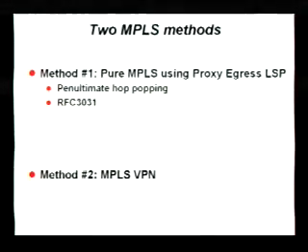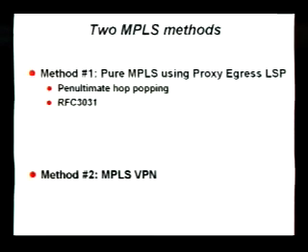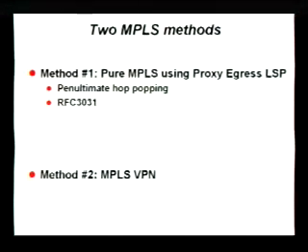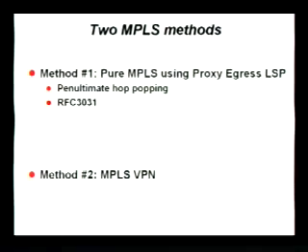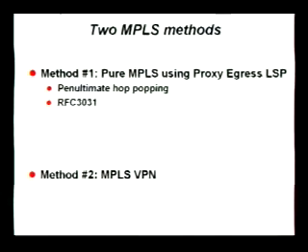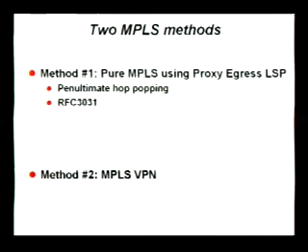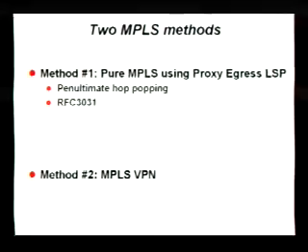So we are going to show two implementations. The first implementation is based on the MPLS using the proxy egress LSP, which is basically taking extra mileage on the penultimate hopping that we saw in the tutorial on Sunday, actually. And the other method is based on MPLS VPN.